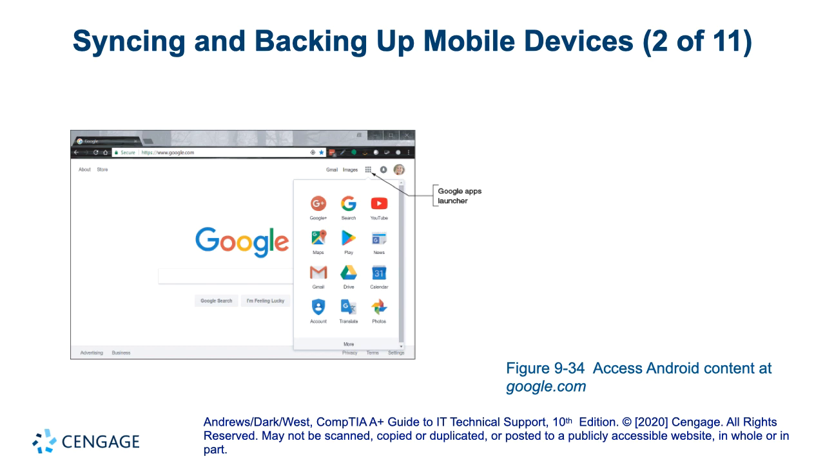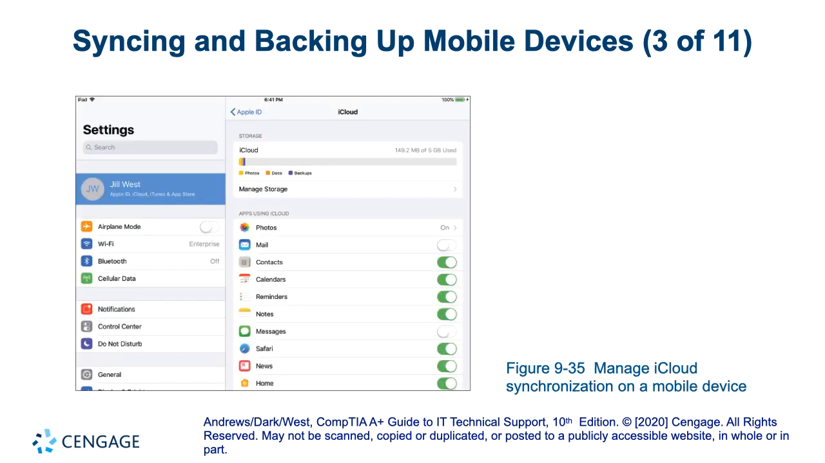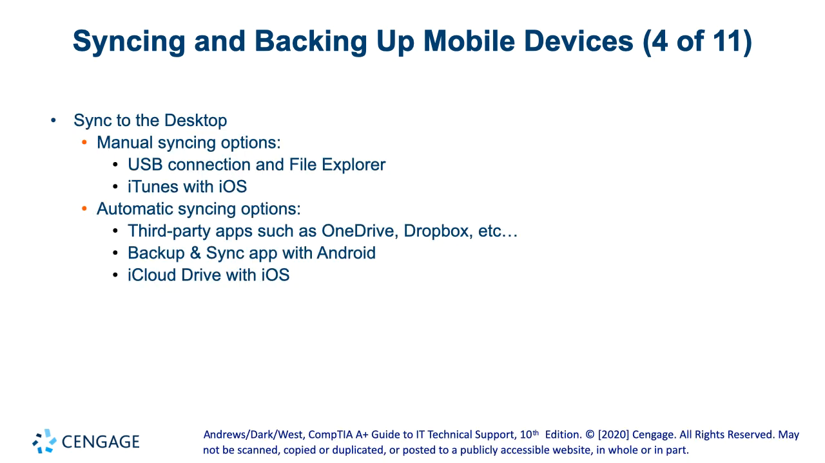Apple, Google, and Microsoft provide cloud storage and ways to sync your apps to your devices. This is showing the access that you can get up to Google Apps Launcher. And this is iCloud, showing the storage available on there and what you want to be stored in the cloud. You can choose to have your photos, mail, calendars, reminders, all that.